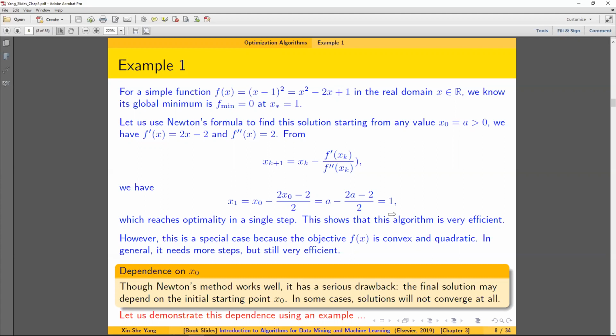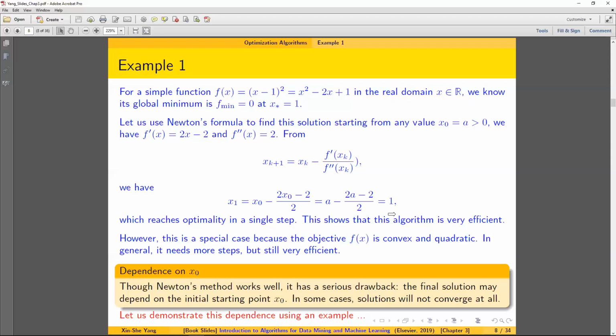This reaches optimality in a single step. This shows that the algorithm is very efficient. However, this is really a special case just because the objective function is convex and quadratic. In general, it needs more steps, but still very efficient.